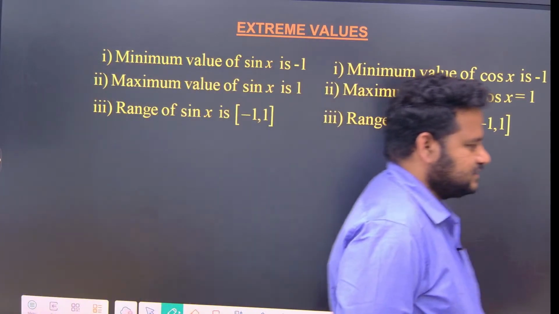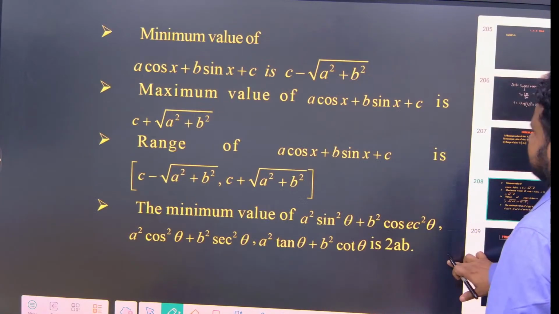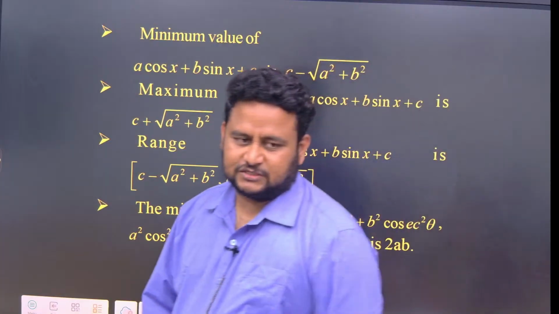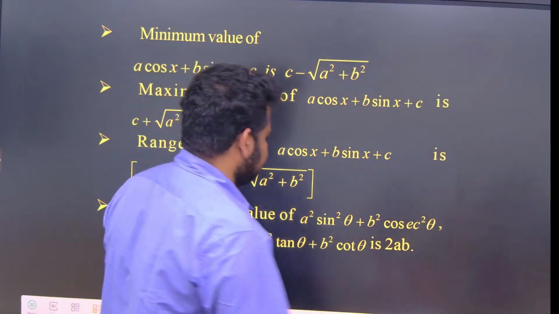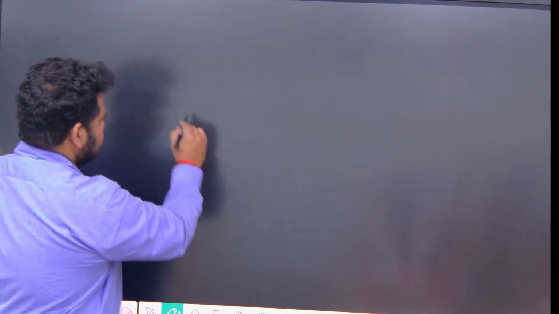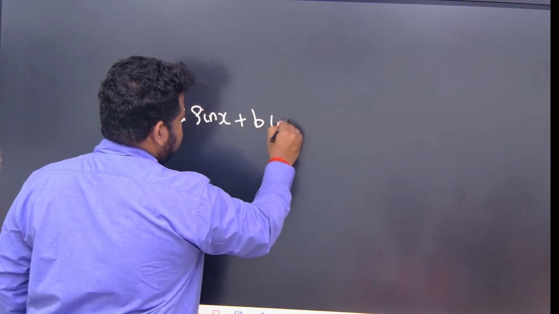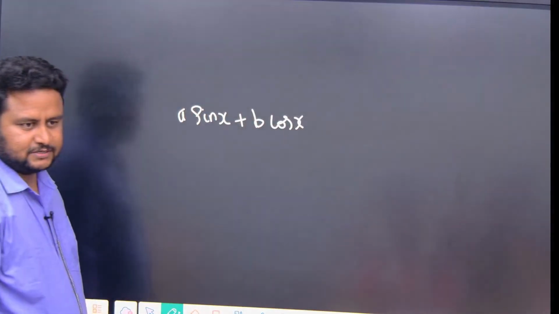Okay, now we will see some things if they give it in the form of an equation. If they give it in the form of an equation, so minimum value. Now see here, if they give a sin x plus b cos x, a sin x plus b cos x.